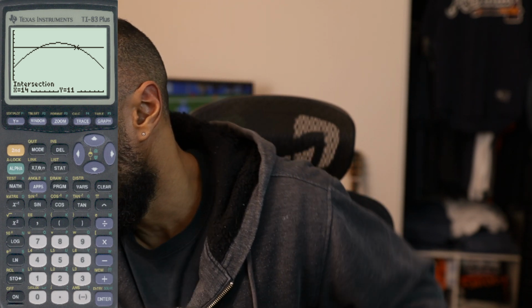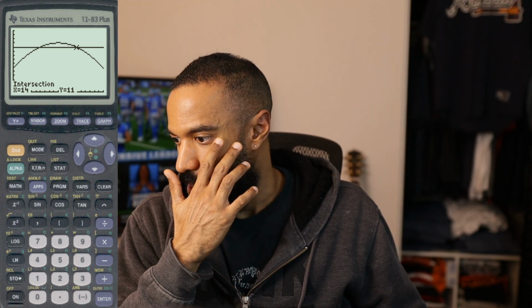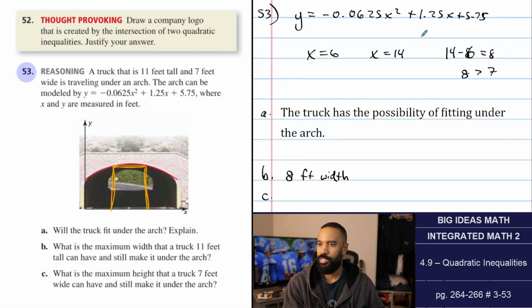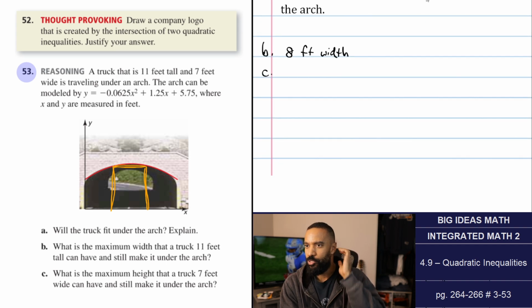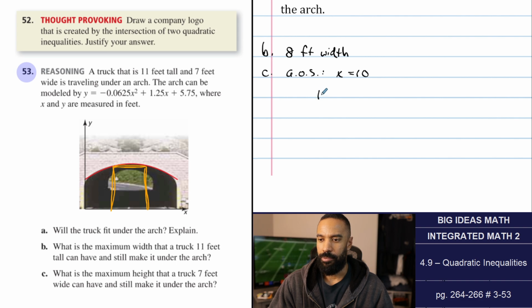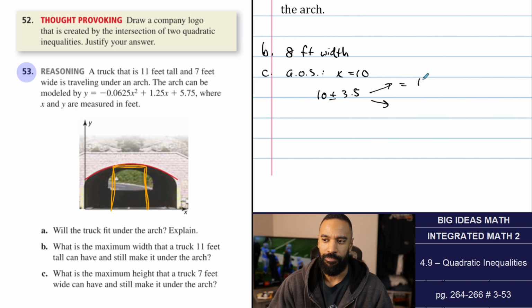So let's go back and look at it the other way. What's the maximum height a truck 7 feet wide can have? Now it's about finding the 3.5 from the vertex. Well, hold on. So what's this vertex? What were the two numbers? 14 and 6. What's halfway? So 10. 10 is halfway between 14 and 6. So axis of symmetry, x equals 10. Okay. 10 plus or minus 3.5 are 13.5 and 6.5.